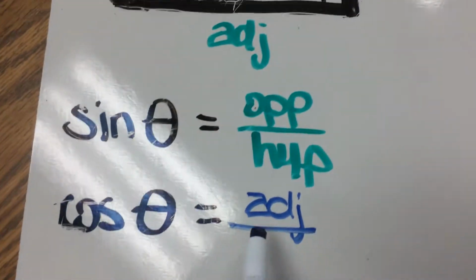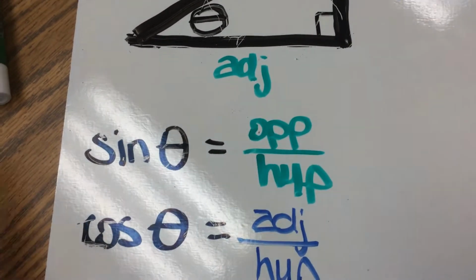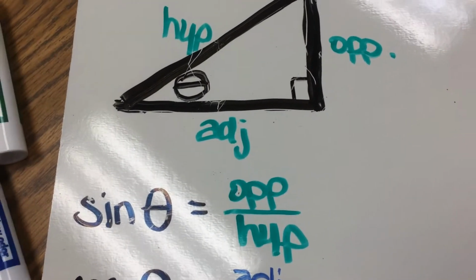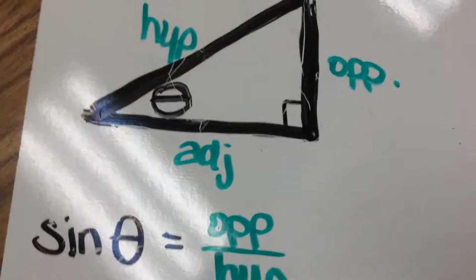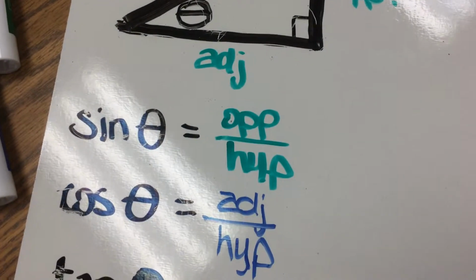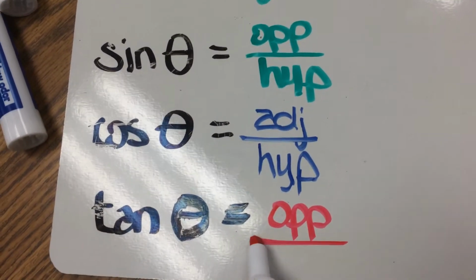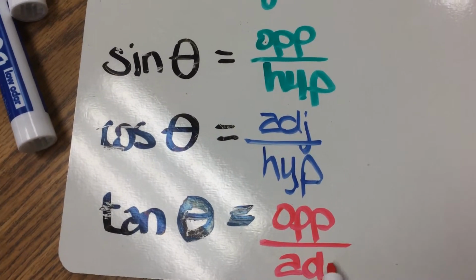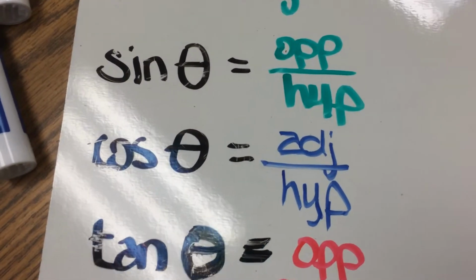And of course over hypotenuse, HYP. And then the last one that we have to talk about is tangent. Tangent was opposite over adjacent, so opposite is OPP and adjacent is ADJ. Okay, so these are 3 of the 6 that we're familiar with. We shouldn't have any trouble remembering these guys.